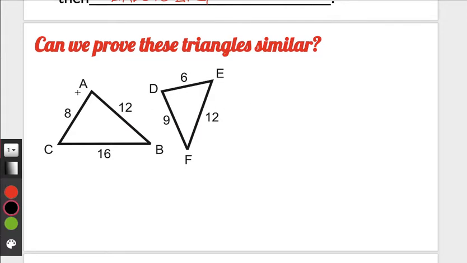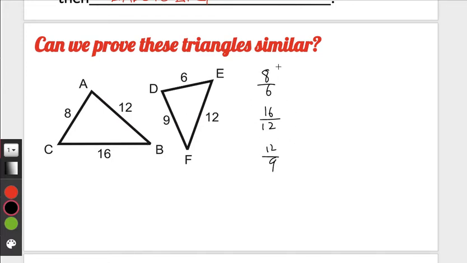The first triangle has sides 8, 12, 16, and the second has 6, 9, 12. The better way to find corresponding sides is to pay attention to the measurements. 8 is the smallest one, so it should match the smallest on the other triangle. So let's check. The first ratio is 8 over 6. 16 is the largest one, so it should match the largest one. The last pair is the middle size, which is 12 matching 9.